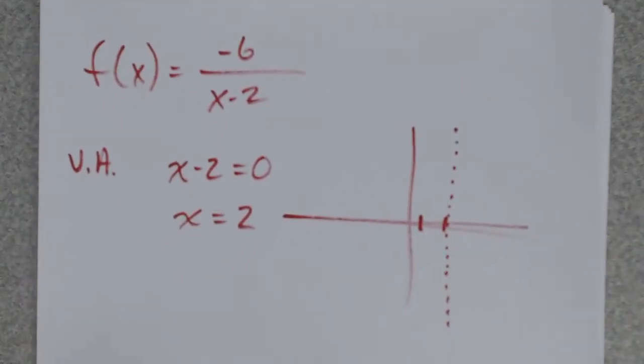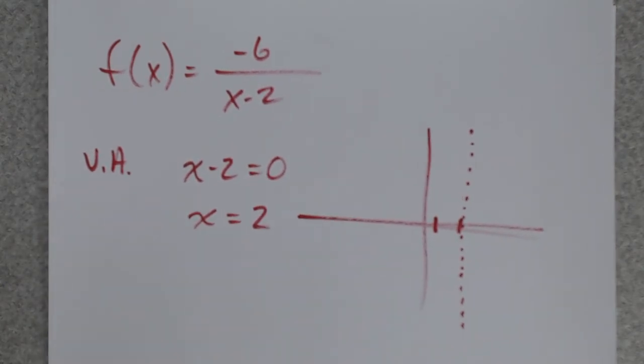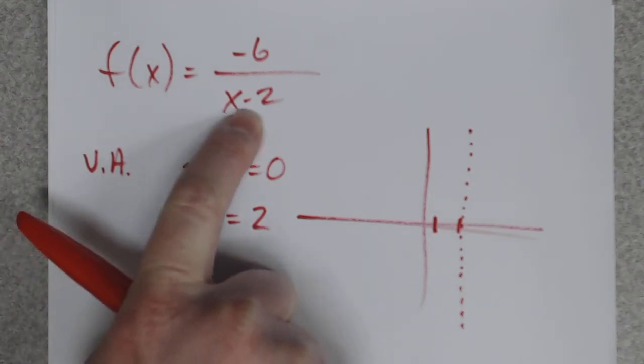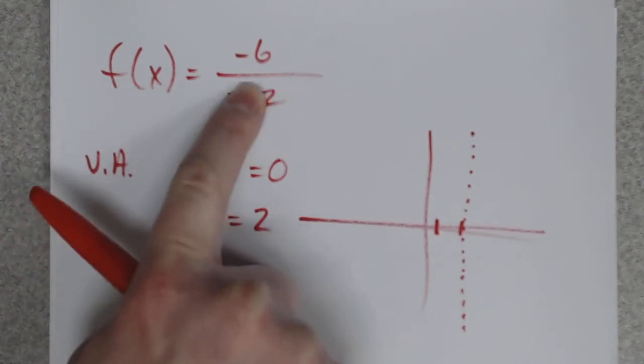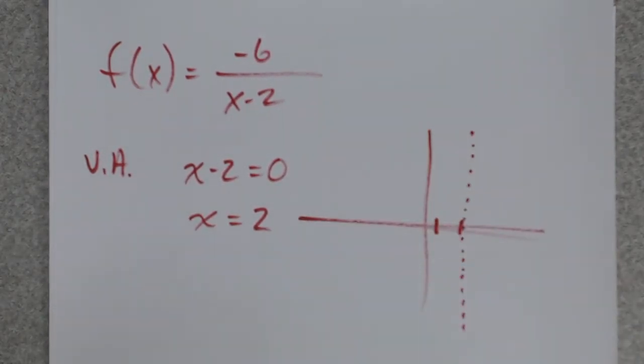And it's technically not part of the graph, but it's going to be like a boundary line. Your graph can't cross that, essentially. Your graph will never cross that line, because you can never put a 2 in. Once you put a 2 in, 2 minus 2 is 0, and you cannot divide by 0. So that's why there's this boundary line here. You cannot use x equals 2.